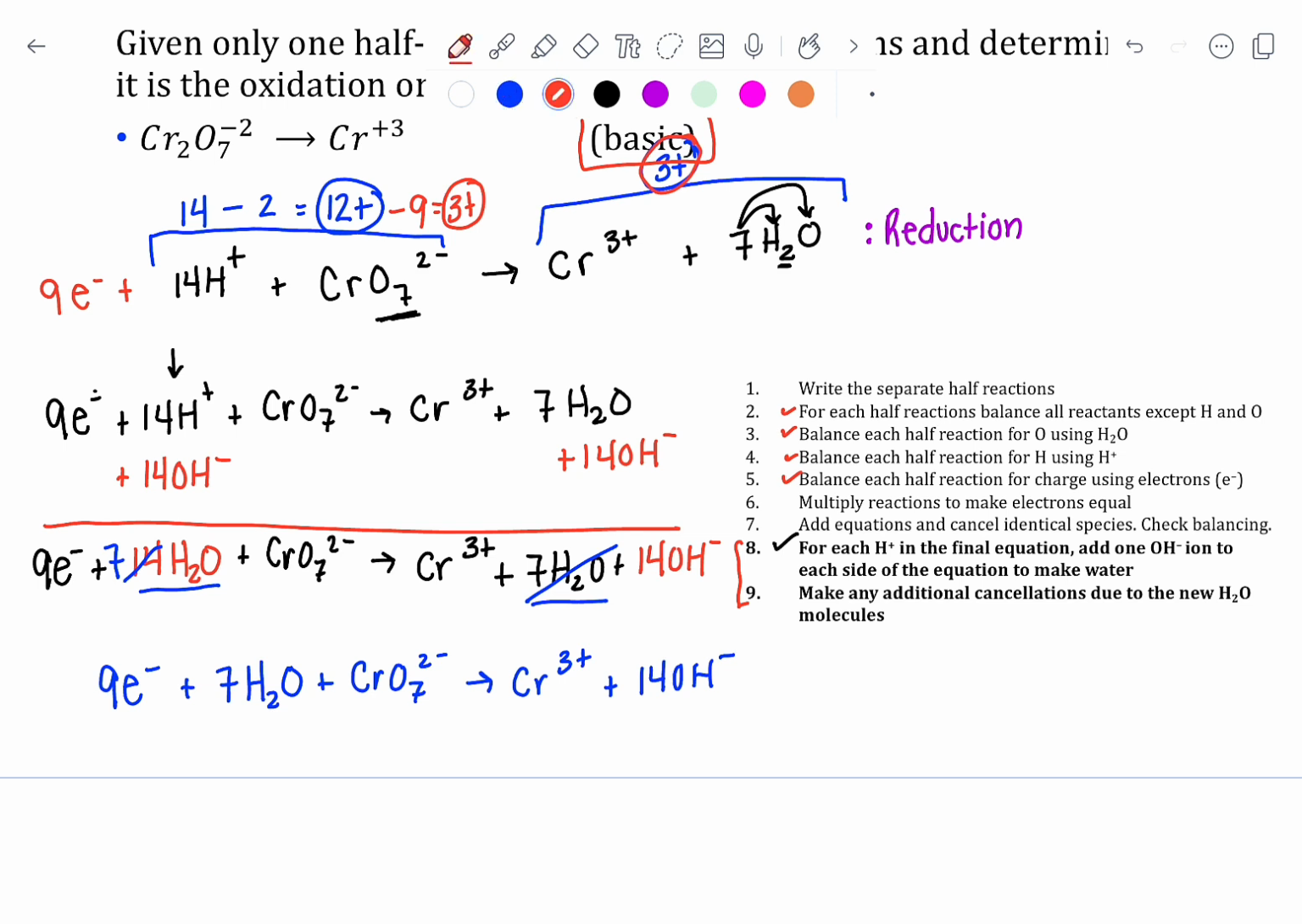And we now know that this is basic because of those OH minuses that are left over. There's no more H pluses around because it is basic, not acidic.